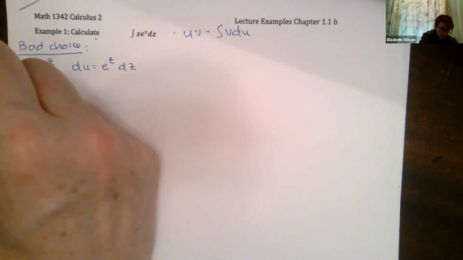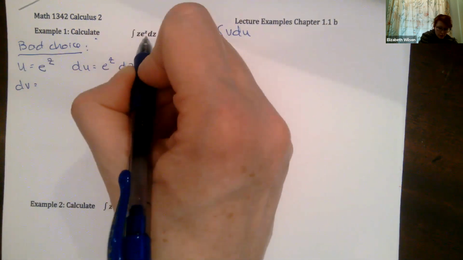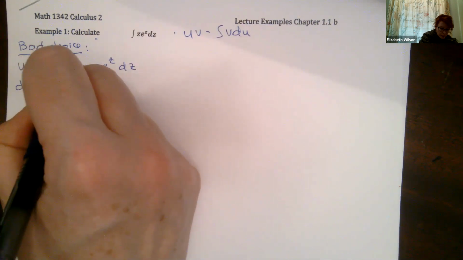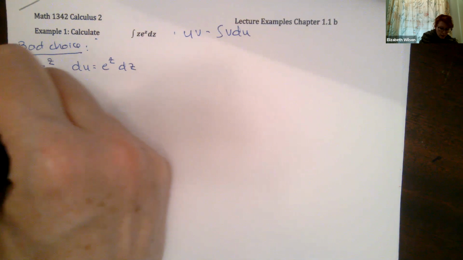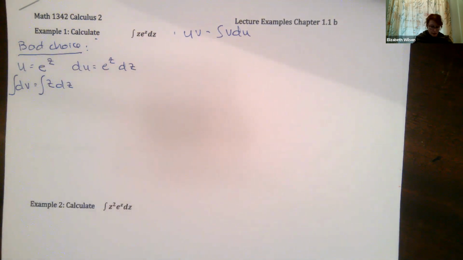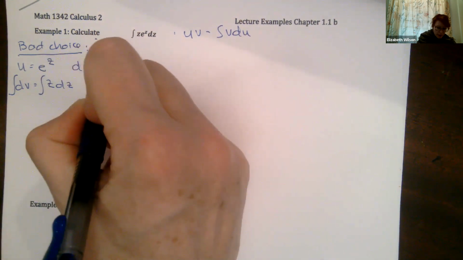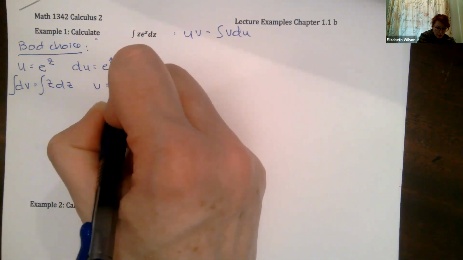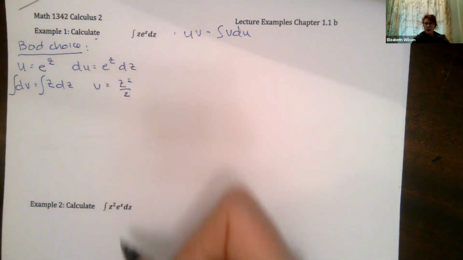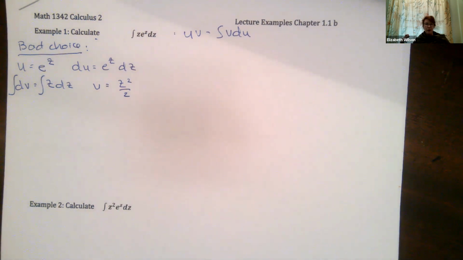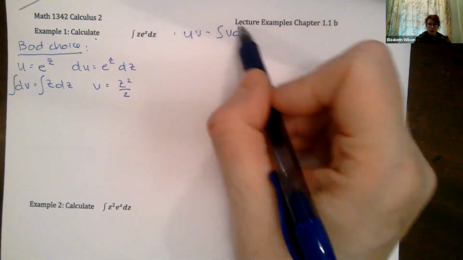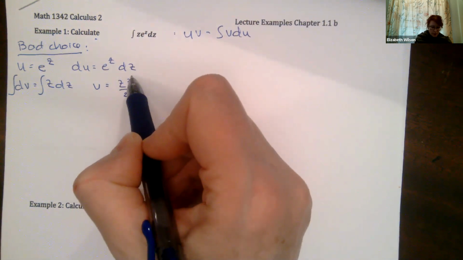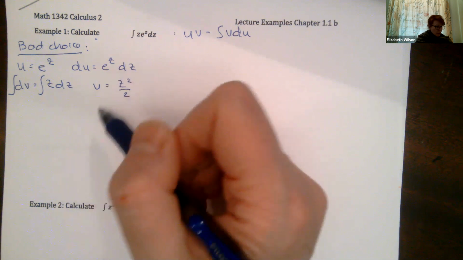So my dv then is what's left over. If this is u, then my dv is z dz. Now I have to integrate this in order to find out what v is. So v is going to be the integral of z dz, which is z squared over 2. Don't worry about your plus c. We're going to add the plus c at the very end, after we're finished with our integration by parts, okay? All right, so already I'm seeing this is more complex than what I started with, but let's go ahead.